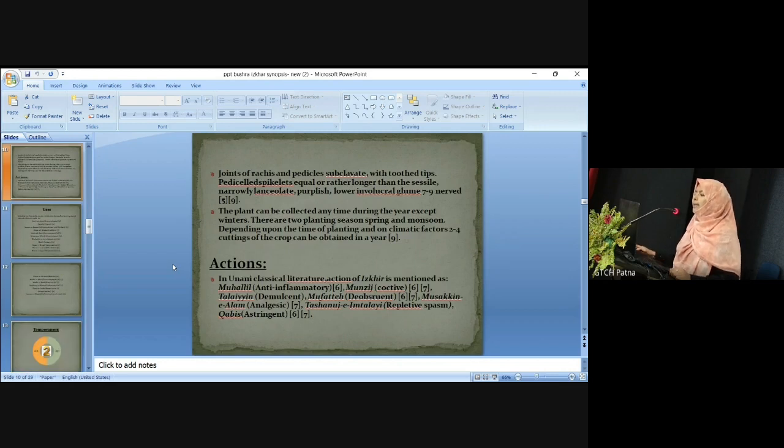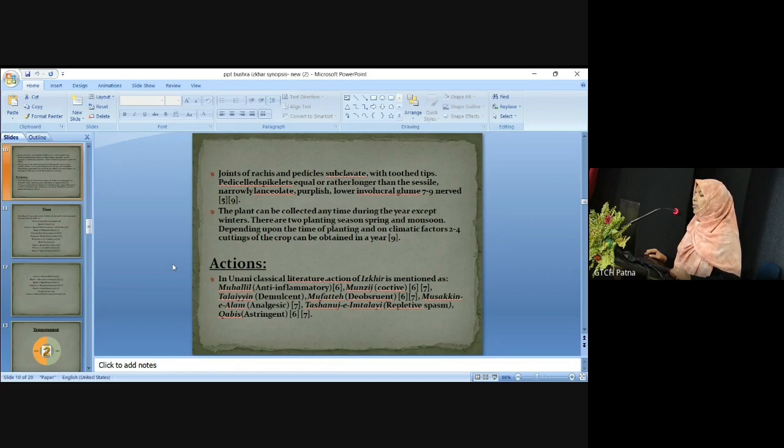The plant can be collected anytime during the year except in winters. There are two planting seasons, that is spring and monsoon, depending upon the time of plantation and on climatic factors. Two to three cuttings of the crop can be done and obtained in a year. So we'll see what the actions and uses of Izkhar are.